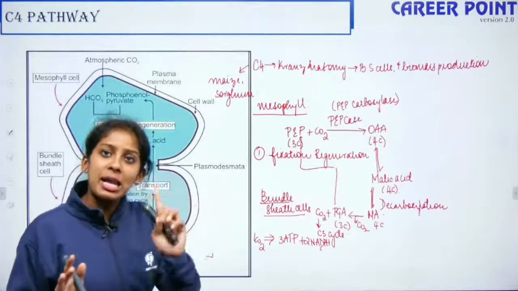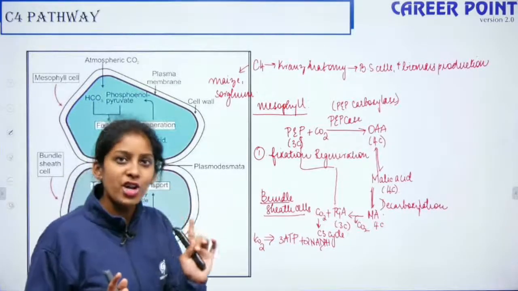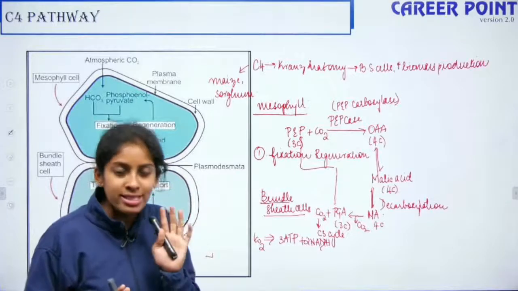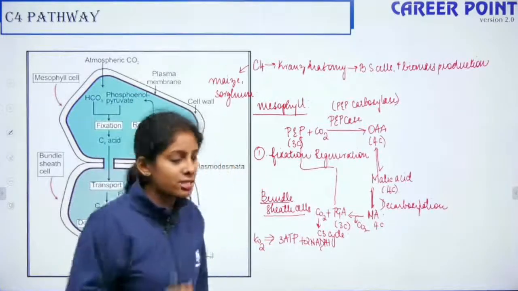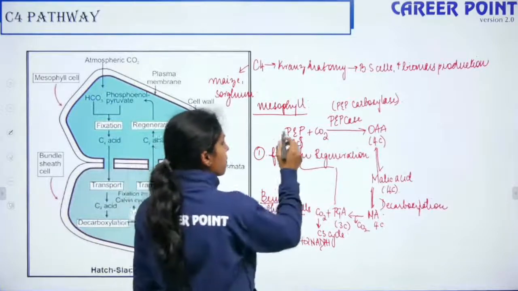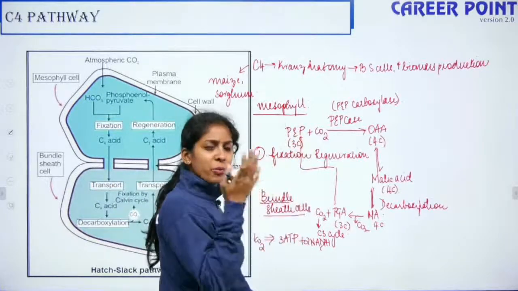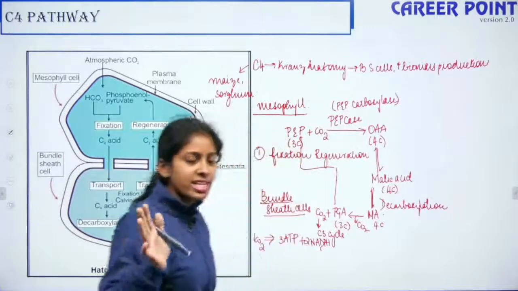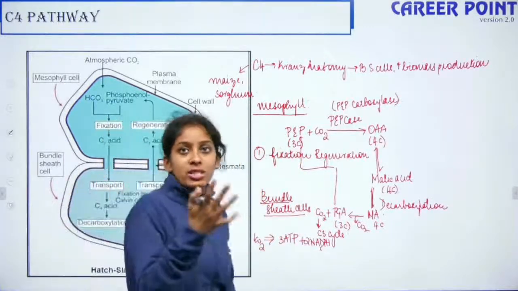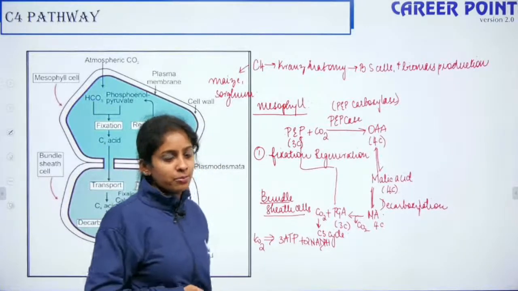So RUBP and PEP, you have to remember. RUBP is 5, PEP is 3 carbon, right? You have only 4-5 terms, so I don't think it is tough to remember. Remember PEP, only 3 letters, so it is 3 carbon. Oxaloacetic acid is very easy. RUBP looks a little big, so remember it as 5 carbon, alright?